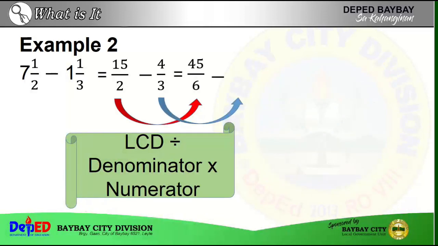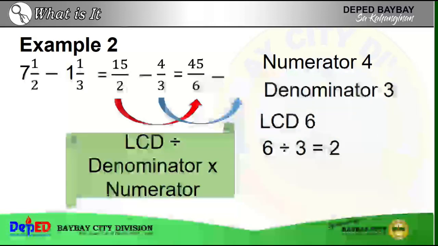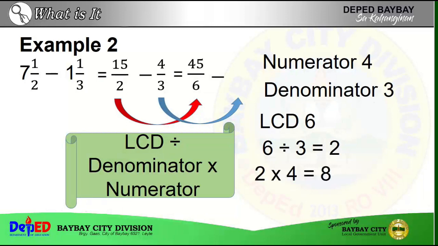minus 4 over 3. Our numerator is 4, denominator is 3, and LCD is 6. So LCD 6 divided by denominator 3 is equal to 2. Then 2 times numerator 4 is equal to 8. So we have 8 over the LCD, which is 6.